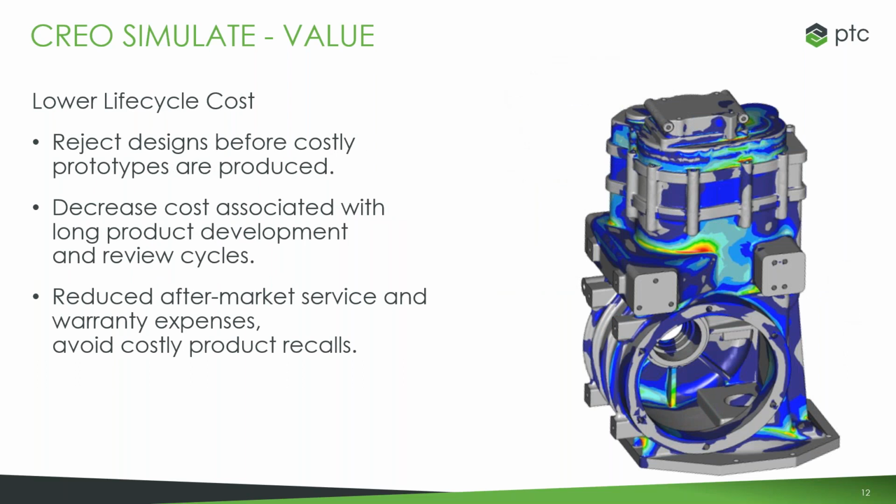Lower lifecycle costs: you're able to reject designs before costly prototypes, discovering flaws early. It's much cheaper to discover design flaws earlier. You're able to decrease costs associated with long product development and review cycles because you can speed through some of those iterations, optimizations, and prototypes. And you can reduce aftermarket service and warranty expenses because recalls or warranties are very expensive and you really don't want your customers to have to go through that anyway.